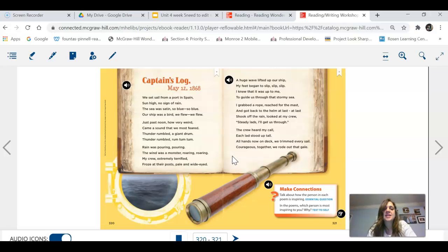So we just identified that this tells a story. It has a stanza with a set number of lines, and it has rhyming words that follow a pattern. So this is a narrative. Let's use what we know to answer our questions.